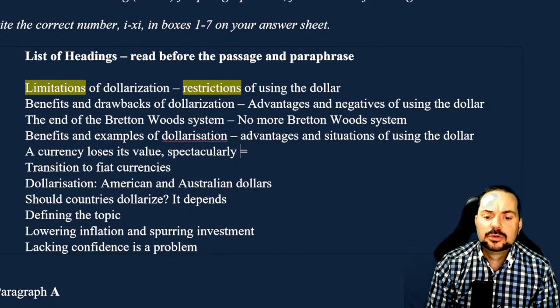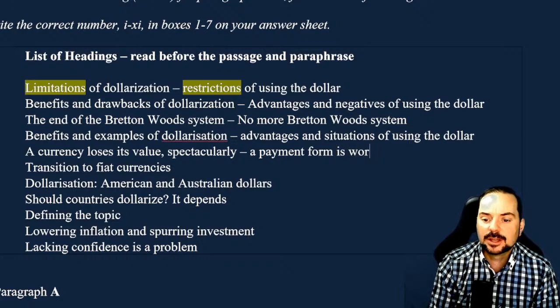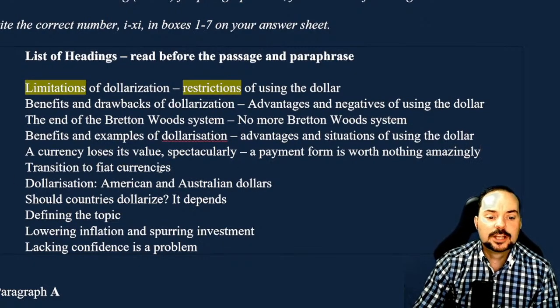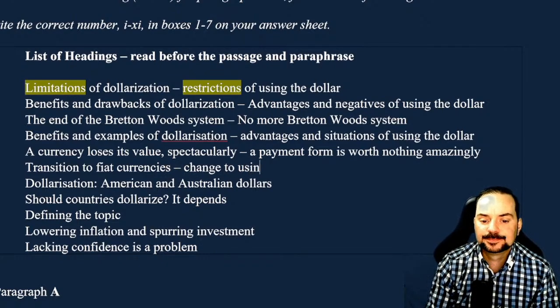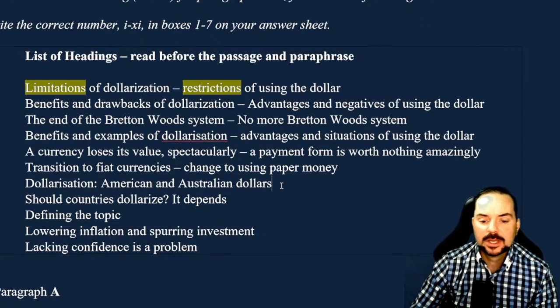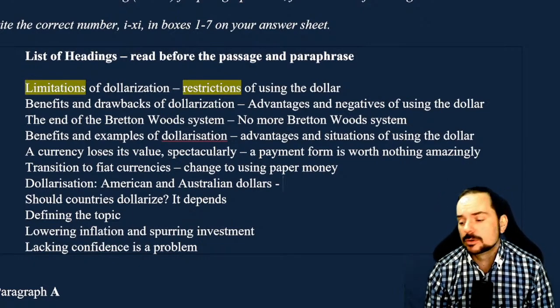A currency loses its value spectacularly. Okay. So payment form is worth nothing amazingly. Transitions to fiat currency. Change to using dollars or money. Paper money. Say that. If you don't know a word, look it up in the dictionary. If you're not sure of a synonym, use the thesaurus, okay?